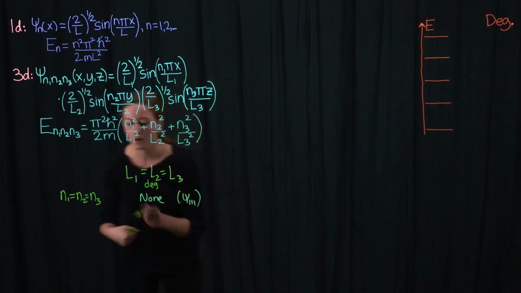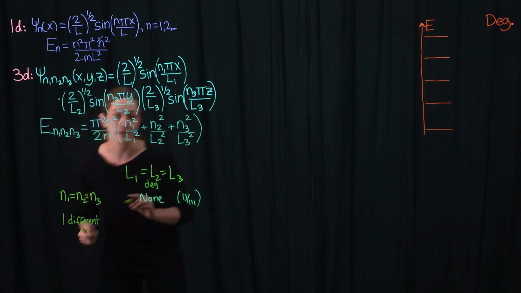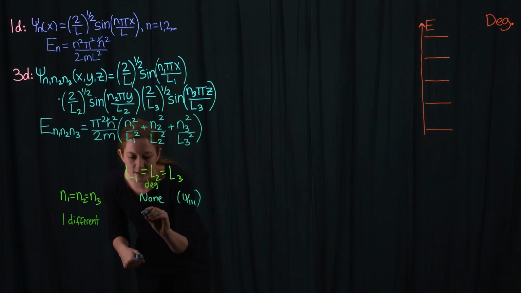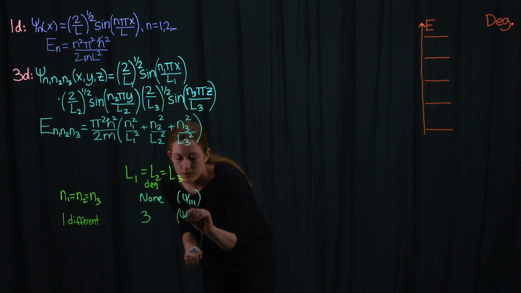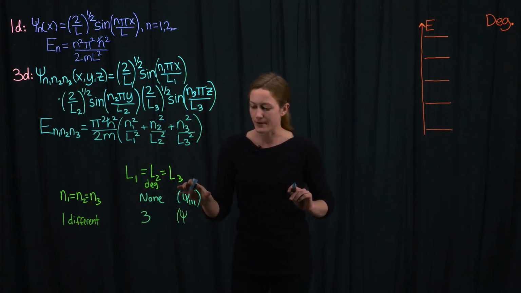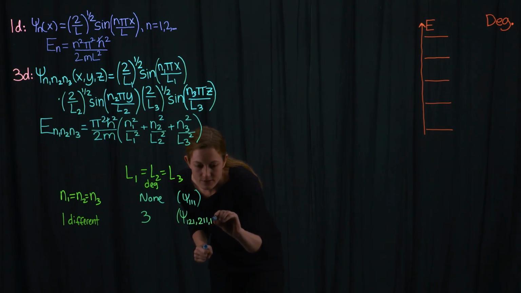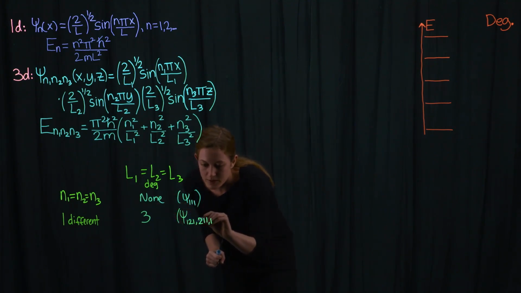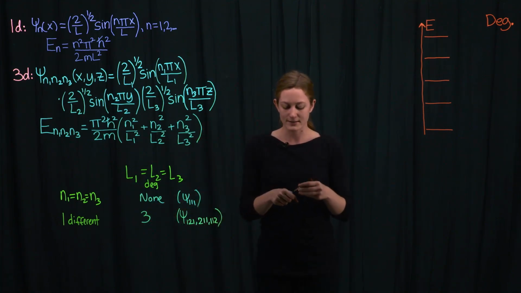But for one of n1, n2, and n3 different from the other two, then the degeneracy is 3. And that's because states with just one different quantum number can be ordered as such. For instance, for the first excited level for the symmetric box, states 1, 1, 2, 1, 2, 1, and 2, 1, 1 all give the same energy, and so there's a threefold degeneracy of those states.